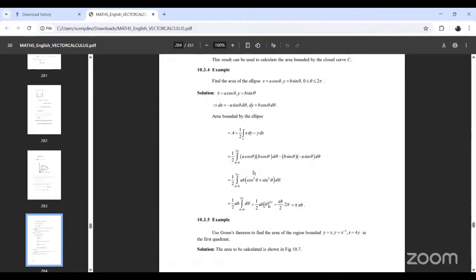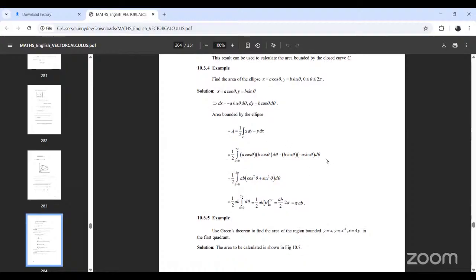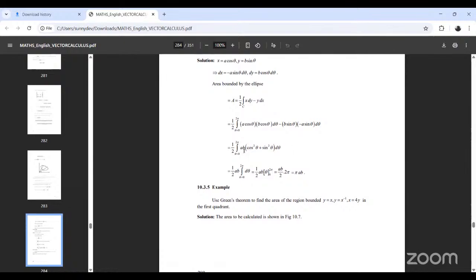So a cos theta into dy. Dy is b cos theta d theta, minus y equal to b sin theta, and dx equal to minus a sin theta d theta. So that is ab cos theta into cos theta, cos square theta, and here sin theta into sin theta, minus sin square theta. But here the minus is already there, no? So that becomes plus. So ab into cos square theta plus sin square theta. So ab into sin square theta.